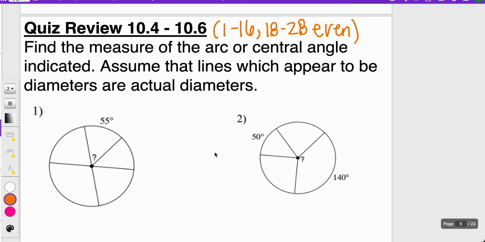Today we're going to be looking at Quiz Review 10.4 through 10.6. This is all of our circle relationships. We're going to be doing questions 1 through 16 first, and then the evens from 18 through 28.